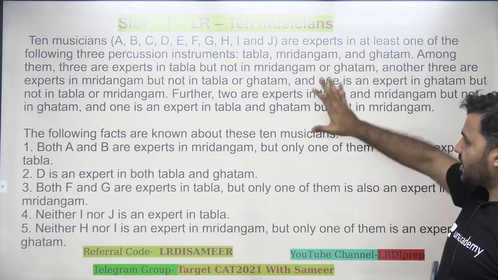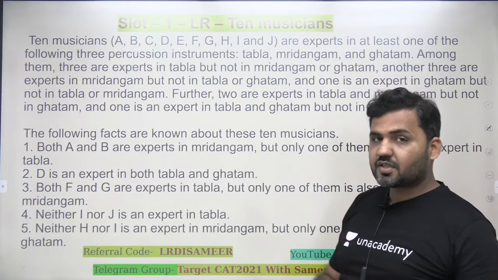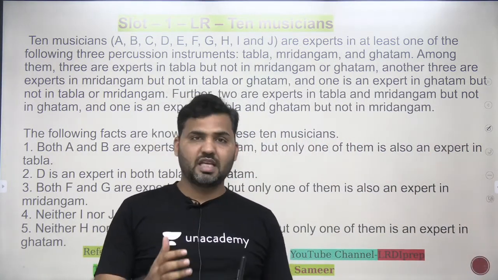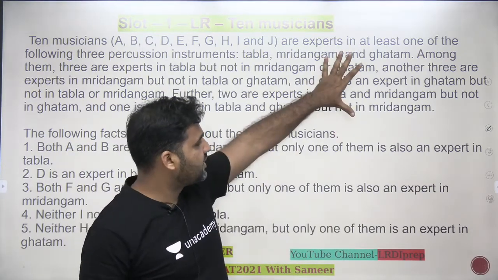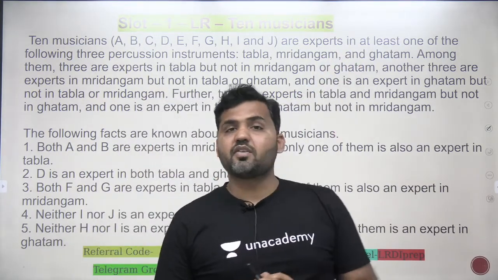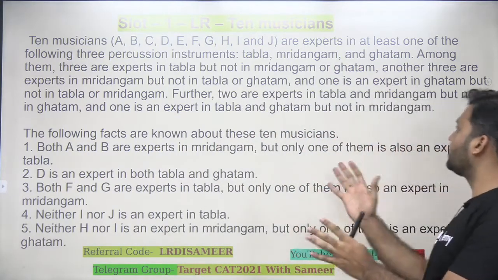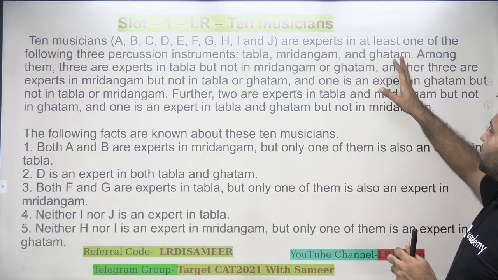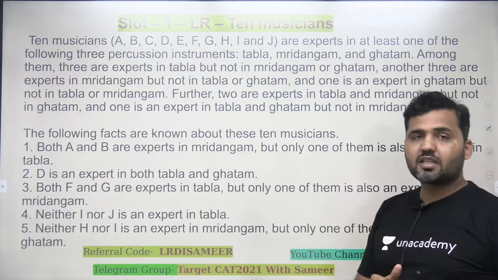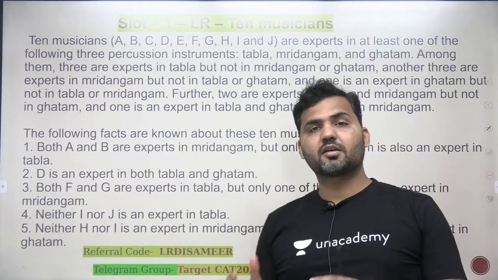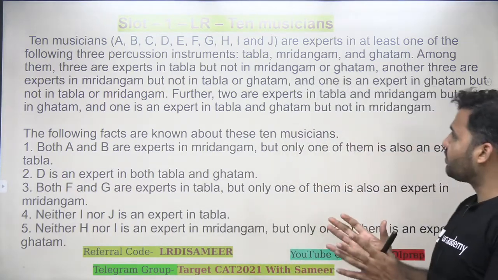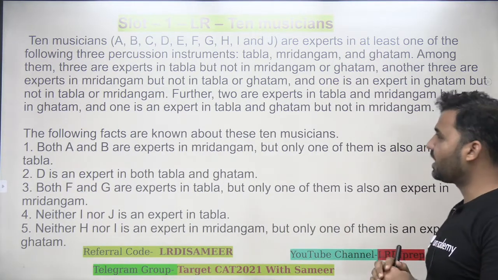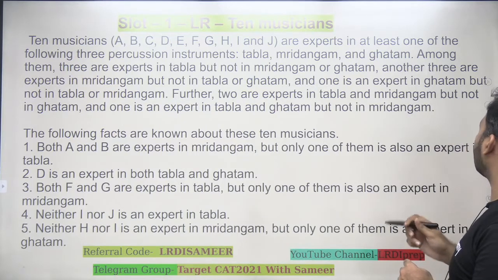So these are the instructions that tell you how many persons are there who are experts in one instrument, or two instruments, or in three instruments. By looking at this, you can just make a small information slide, or you can just arrange this data. You get to know that because three instruments are being used here, and some of them are playing only tabla, some of them are playing only ghatam, and so on. So just make a small Venn diagram to understand this part of the information. And how do we make that Venn diagram? Let's have a look at it.